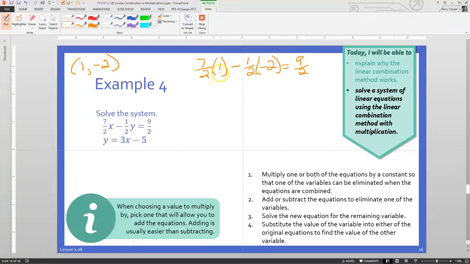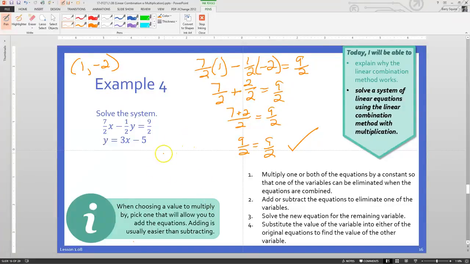Well, 7 halves times 1, well, anything times 1 is whatever that was. So that becomes 7 halves. Negative 1 half times negative 2 becomes a 1. But since we have denominators, I'm going to call it a 2 over 2. And 9 halves. So does 7 halves plus 2 halves equal 9 halves? Well, if you remember how to add fractions, and our denominators are the same, we just add the numerators. So we get 9 halves equals 9 halves. So it checks in the first equation.